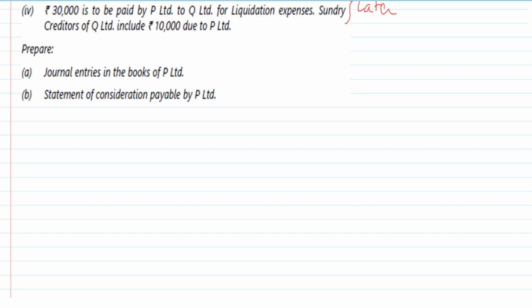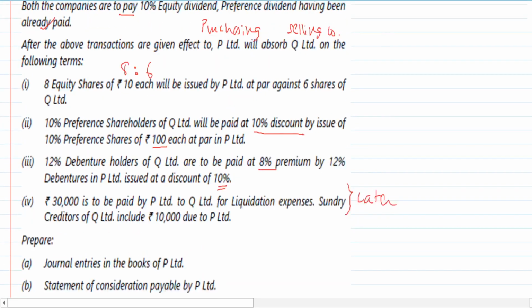Now, when I prepare the journal, obviously I'll have to record an accounting entry with respect to the purchase consideration. So there is no point of solving part A first. We should do part B first. We should first calculate the purchase consideration, and only after that we can record the accounting entries. So as we solve this question, we will solve part B first, right? So let's work out what is the purchase consideration.